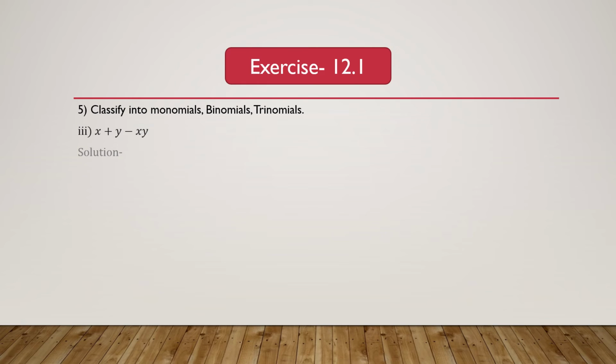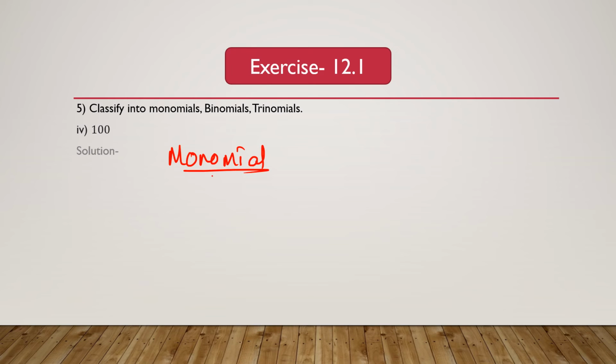Now third bit: x plus y minus xy. This expression contains three terms, x, y and minus xy, so this is a trinomial. Now fourth bit, 100. This contains only one term, so this is a monomial. 100 is a monomial.